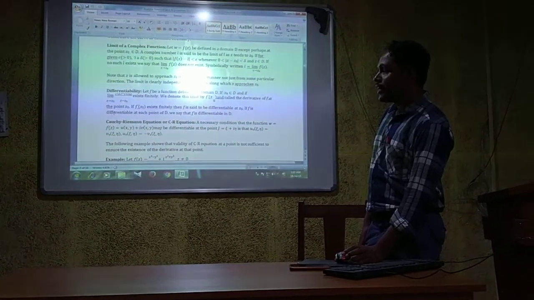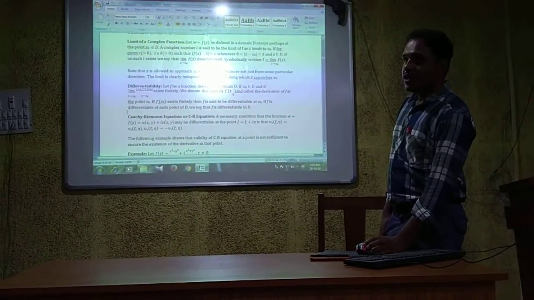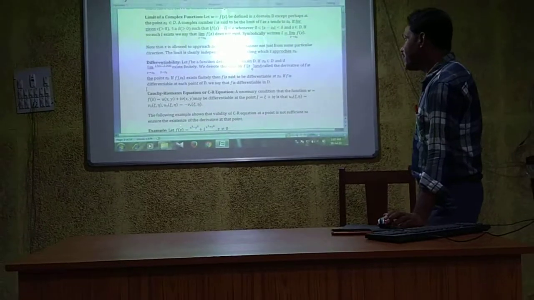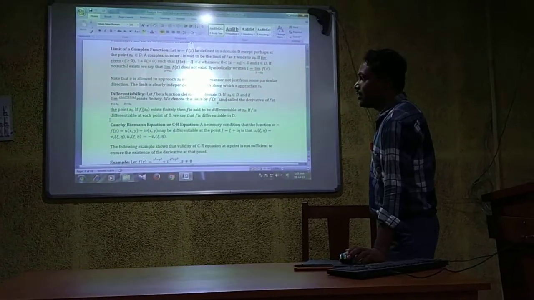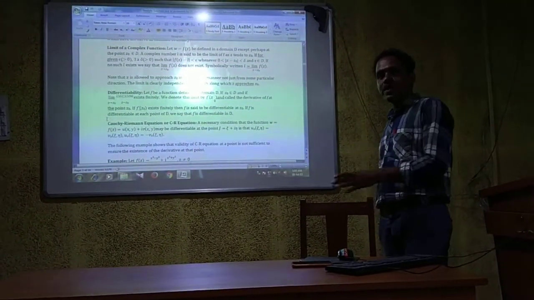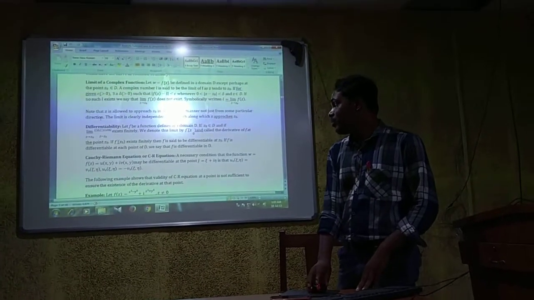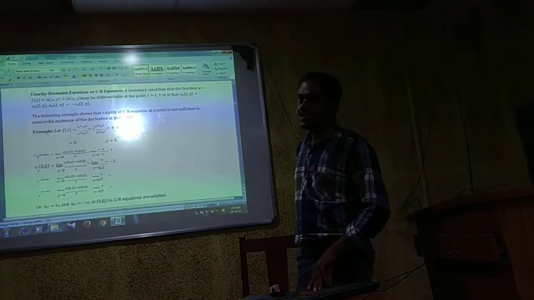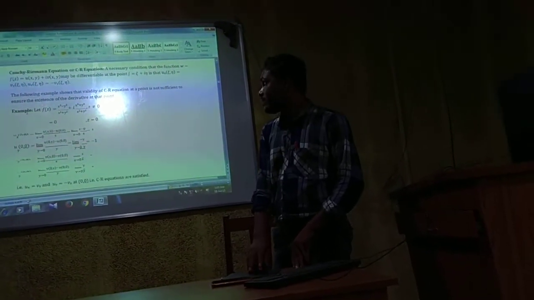After that, here is a most important theorem or important equations, the Cauchy-Riemann equation, that is the CR equation. The CR equation is a necessary condition for the function f(z) equal to u plus iv to be differentiable at the point xi plus i eta, that is ux equal to vy and uy is equal to minus vx. And here is a very important example that shows that the CR equation is not a sufficient condition for differentiability. Okay, so this example is very important.